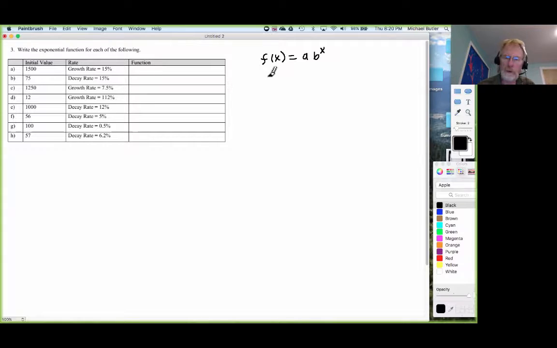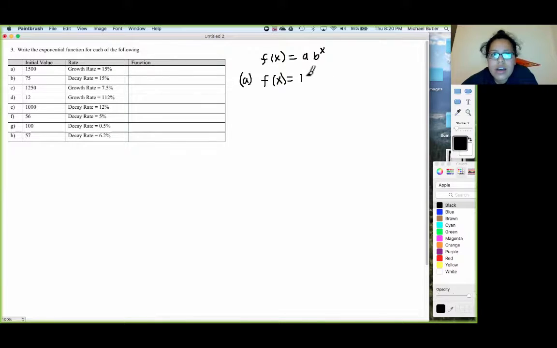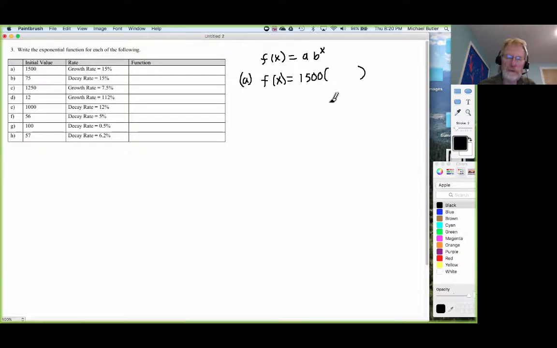So on the first one here for part A, what would your function be? Well, your A is your initial amount, so that's 1,500. And now what about your base? That's what I was having a hard time with. Okay. Well, is it growth or is it decay? Growth. It has to be above a 1.